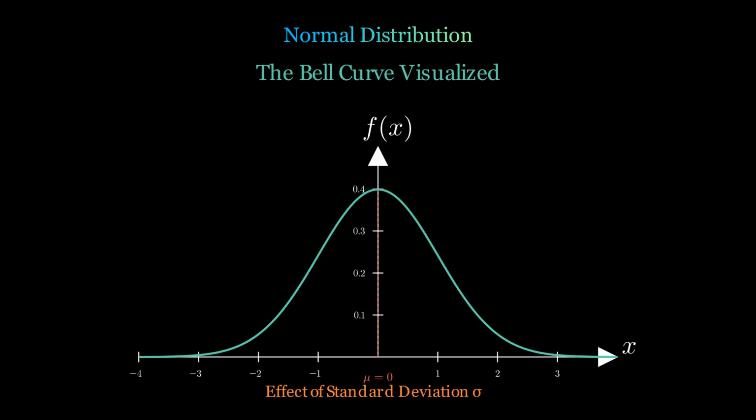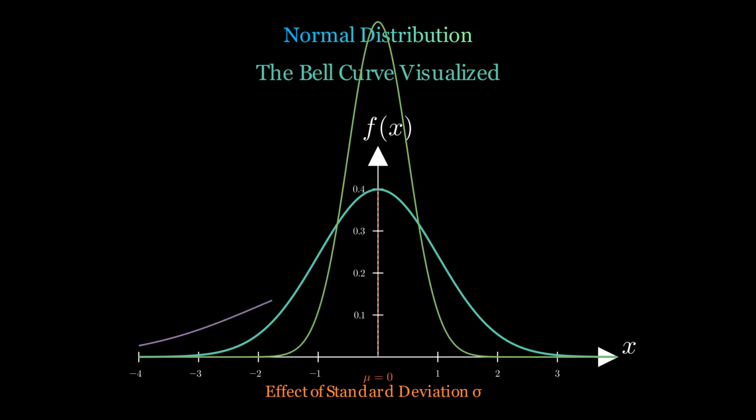The standard deviation sigma is the most important parameter shaping the bell. A small sigma of 0.5, shown in green, produces a tall, narrow bell. Data is tightly clustered around the mean with little variability. The standard curve with sigma equals 1 is our baseline in teal. A large sigma of 2.0, shown in purple, produces a short, wide bell. Data is highly spread out.